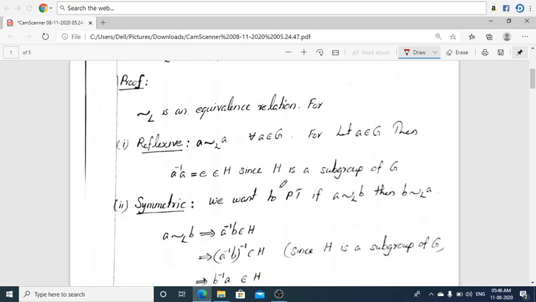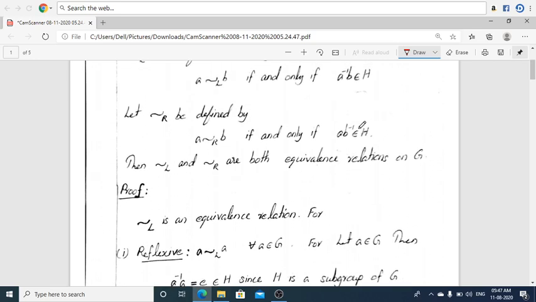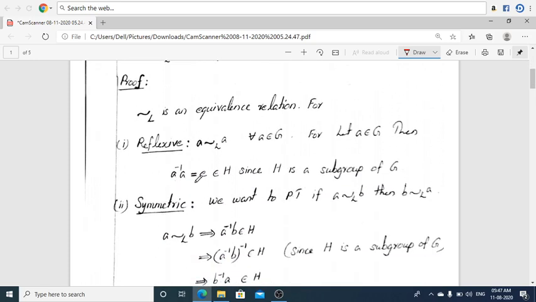First, we prove reflexive: a related to a. So a ~L a for all a in G. Let a be an element of G. Then a inverse a is an element of H means a ~L a. Now a inverse a is the identity. H is a subgroup, so the identity element e belongs to H. So a ~L a.